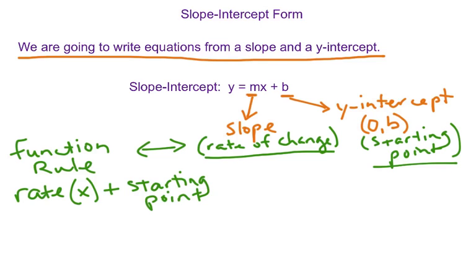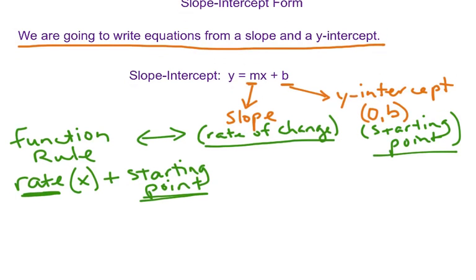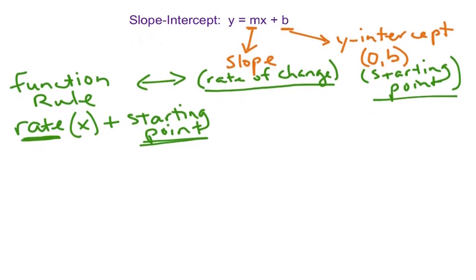Alright, so we've already been using this form. We just didn't put a y equals in front of it. And instead of slope, we called it the rate. And instead of the y-intercept, we called it the starting point. So again, the concept isn't new. We're just making it a little bit more mathematical now. Alright, so let's go ahead and see how we use this.